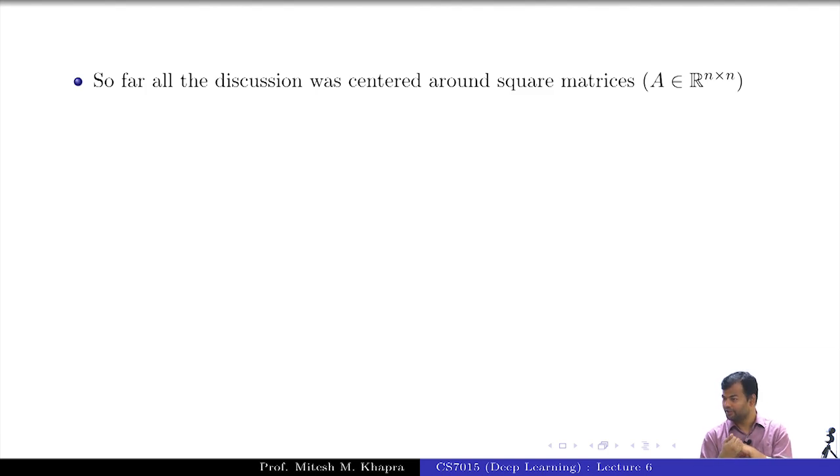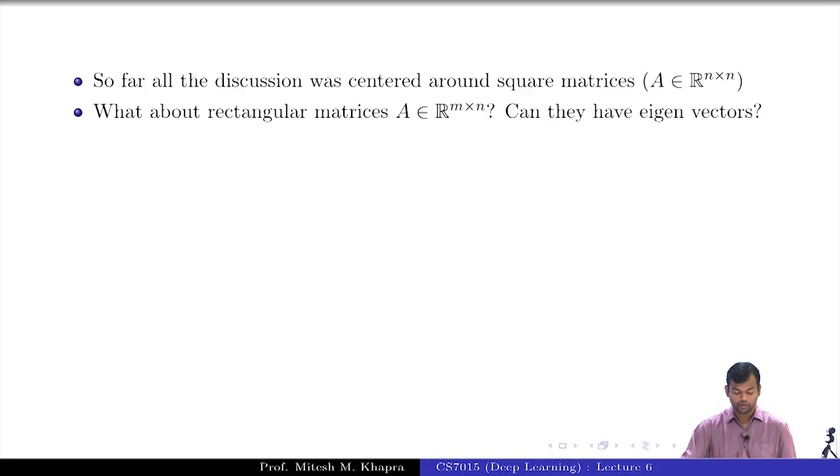Rectangular matrices. Everyone says that, but why? Imagine what they do to a vector. Can rectangular matrices have an eigenvector? Yes. Obviously, yes. I mean, any matrix can have an eigenvector.